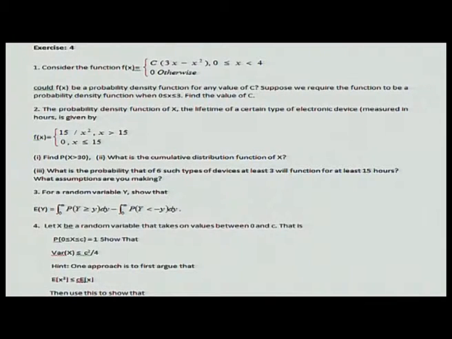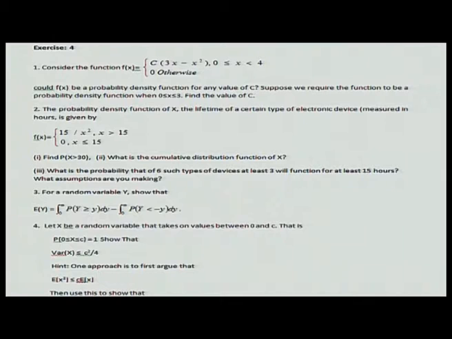Now, suppose we require the function to be a probability density function when x is between 0 and 3. That makes sense, because then in the interval 0 to 3, 3x minus x square is non-negative. So, c will be chosen as some number which is also non-negative, in fact positive, and the way you will obtain c is you integrate the given function from 0 to 3 and the integral must be equal to 1. So, you can answer this question in this way.